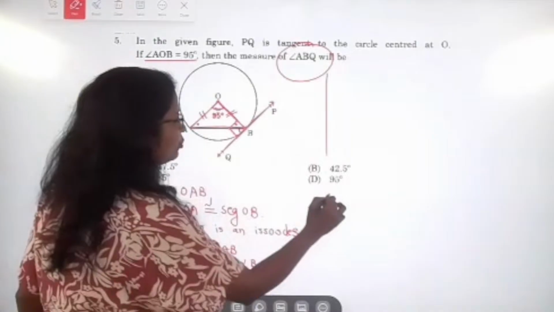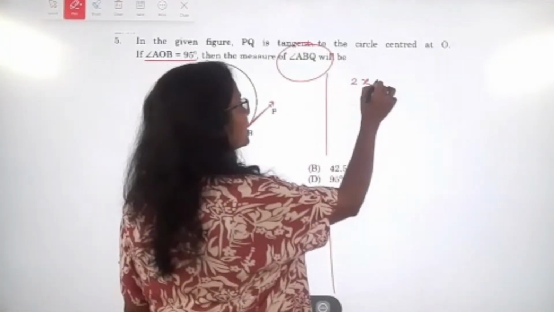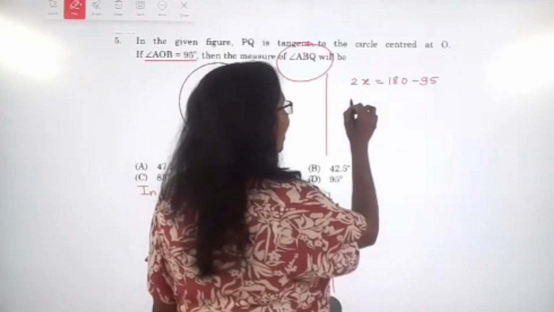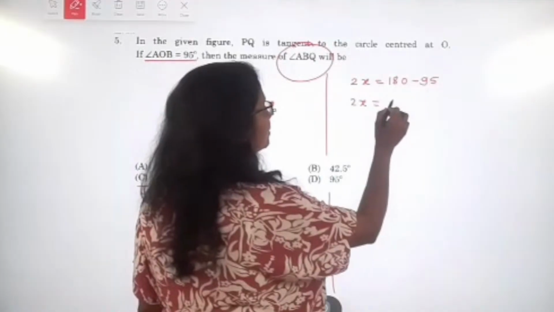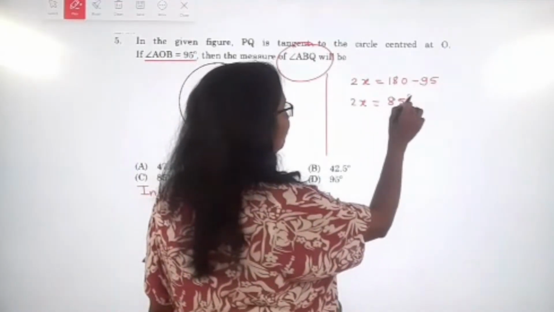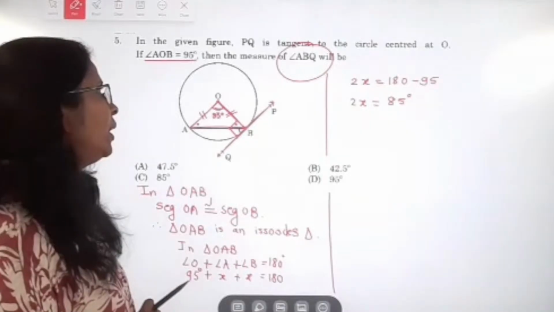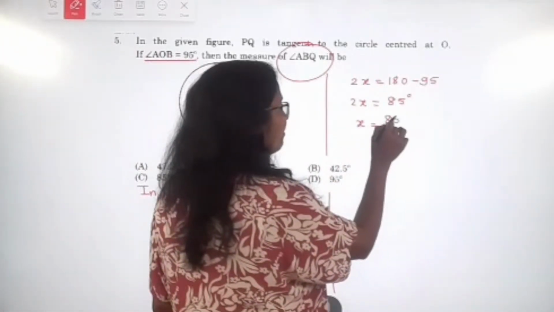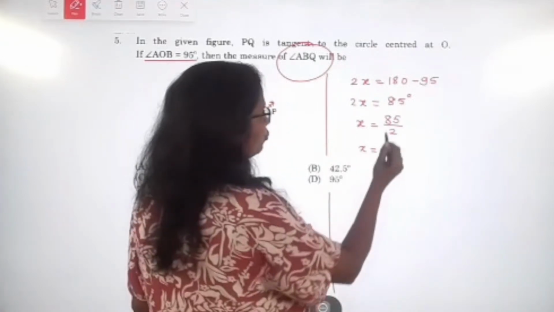So now here students, 9x plus x, that is 2x, which is equal to 180 minus 95. So now here 2x is equal to 180 minus 95, that means students it will be 85. Yes, it will be 85. So x is equal to 85 upon 2. So that means here students x is equal to half of 85.